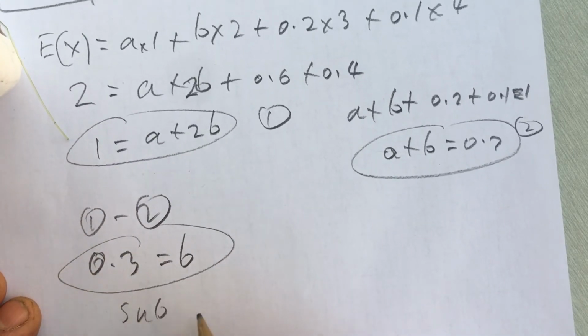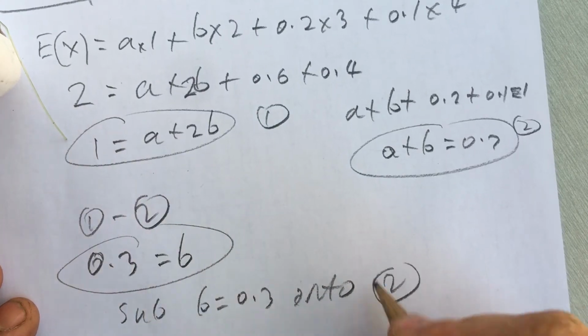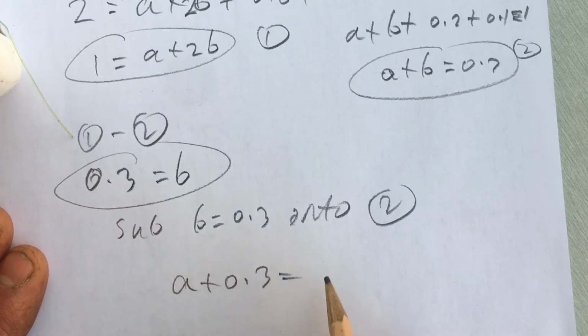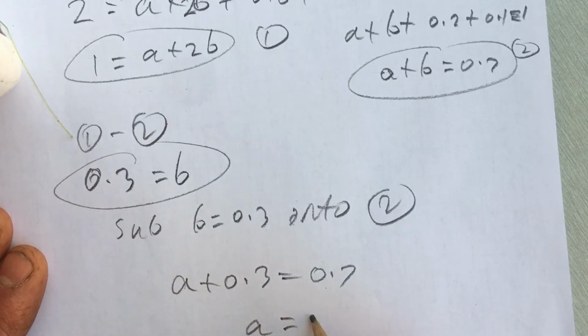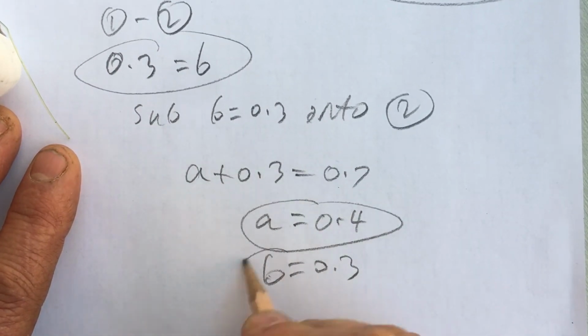Sub that into 2. Doesn't matter which one you put it into. You're going to get A plus 0.3 equals 0.7, so A equals 0.4. So we've got a value of A and a value of B, and that'll work for both of them.